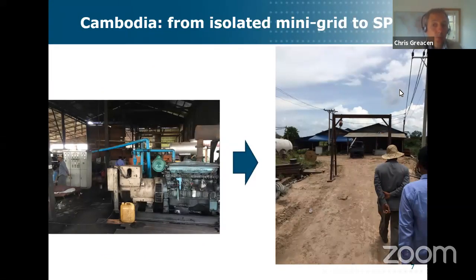Here's a photo of one of these Cambodian mini grids. On the left-hand side, you can see the diesel generator that was powering it. And then ultimately that was abandoned and it connected to national utility medium voltage lines, which you can see in the picture on the right.